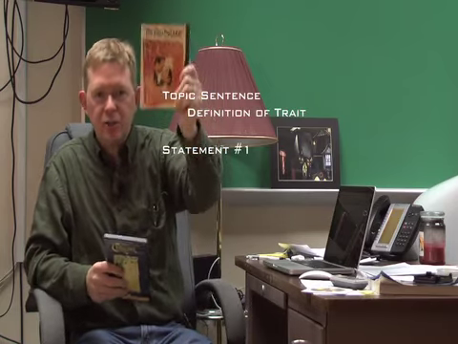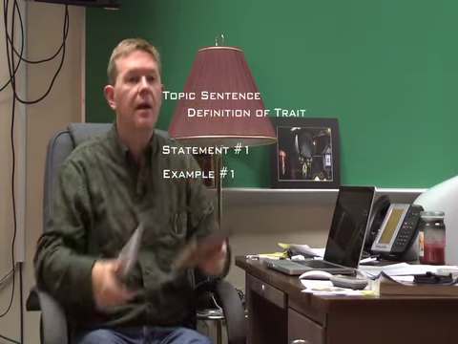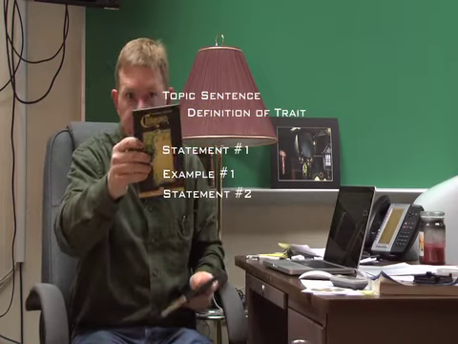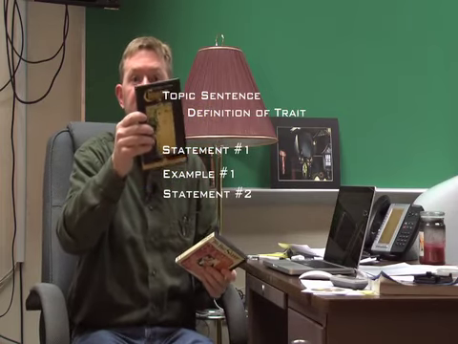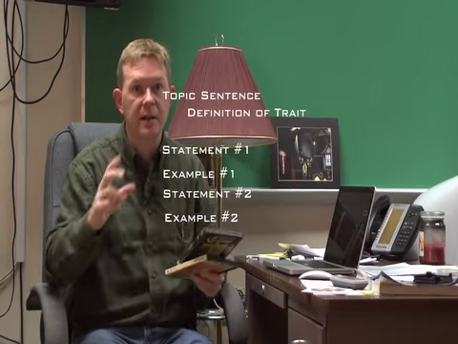So the layout of each paragraph is pretty similar. It's a topic sentence that defines the trait. Then the statement that that trait exists in The Big Sleep, and an example of a scene in the film where you can see that trait exhibited. A statement that tells you that the trait also exists in Chinatown, and then a scene from the film that proves that it actually exists there.